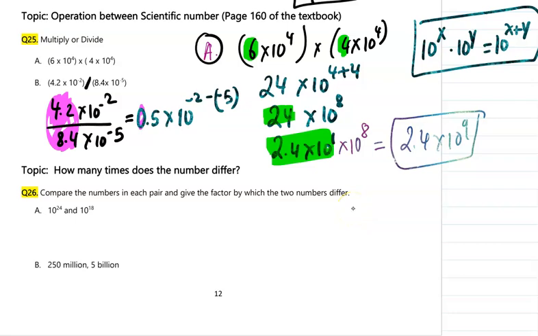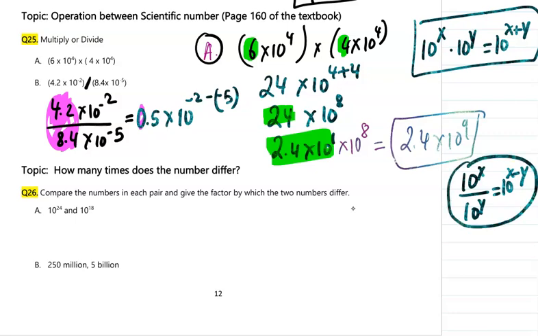So again, I'm going to write the rule here. If you have 10 to the power x divided by 10 to the power y, this is the same as 10 to the power x minus y. So if you use the exponent rule for division, that's what happens. You subtract negative 5 from negative 2. This gives you 0.5 times 10 to the power negative 2 plus 5, which is the same as 0.5 times 10 to the power 3.